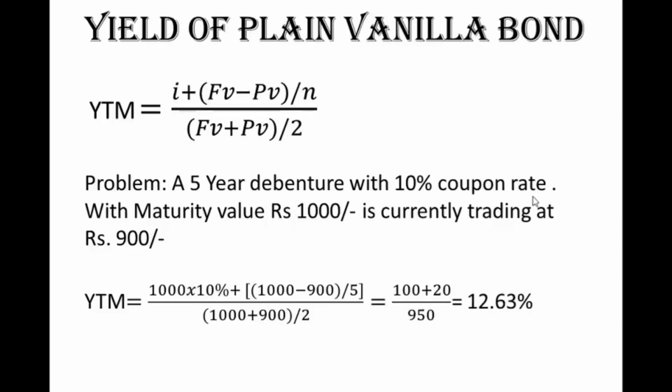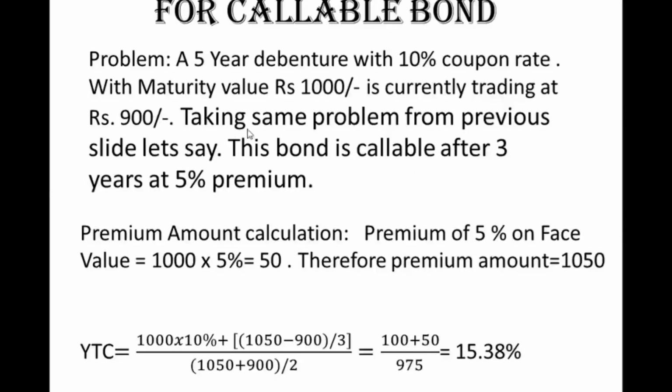Now this is the basic way with which you can solve the yield of a plain vanilla bond, because the interest rate is fixed for the entire period of 5 years. So you don't have to calculate separately for each year. You can directly calculate for the entire 5 years using this formula of yield to maturity. Moving ahead, let us see for a callable bond how you can determine the yield.